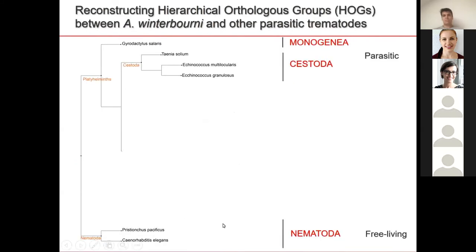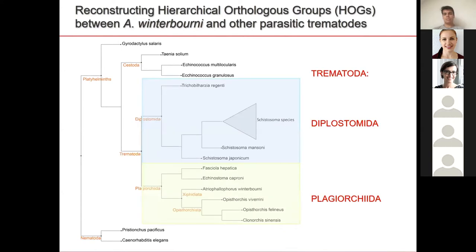In order to accurately reconstruct the HOGs, we chose three outgroups, two free-living nematodes, and four species of parasitic platyhelminths that are most closely related to trematodes from the groups of Monogenea and Cestoda. And we've chosen 14 species of trematodes for our analysis from the suborders of Diplostomida and Plagiorchiida. And these species have been chosen because their genomes are well studied. They are trematodes that infect humans and cause human diseases. So Schistosoma cause schistosomiasis, for example, and Plagiorchiida are liver flukes that infect humans. And among those is our Atriophallophorus winterbourni.